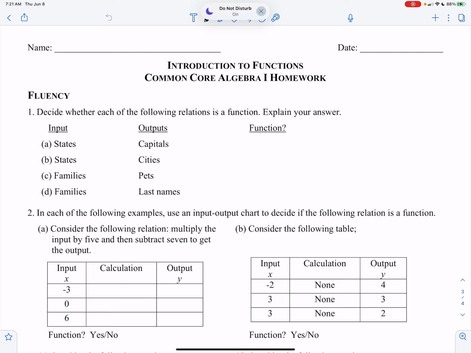Today we're going to look at Unit 2, Lesson 1, Introduction to Functions. We're going to look at the fluency section, applications, and reasoning.